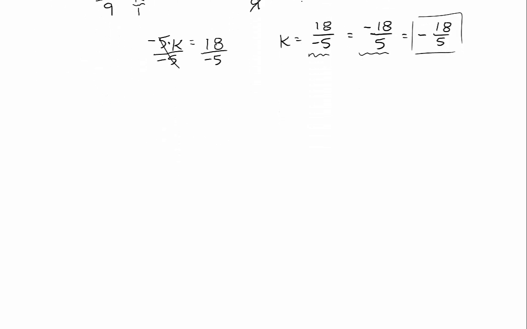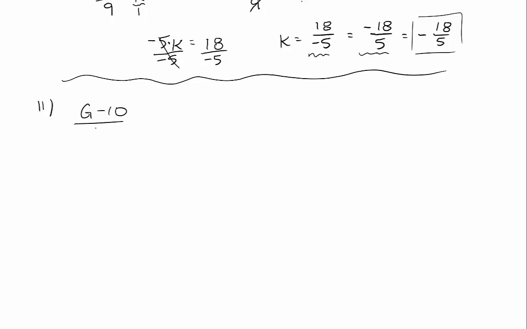Next we have number 11. Number 11 says g, let me put another squiggly up here, g minus 10 divided by 3 plus 2 over 5 equals negative g over 3 divided by 3.